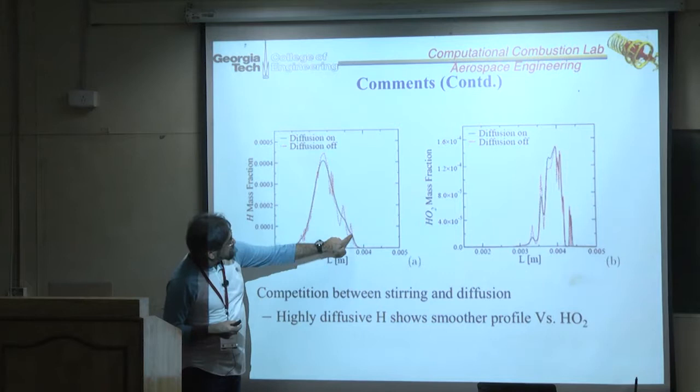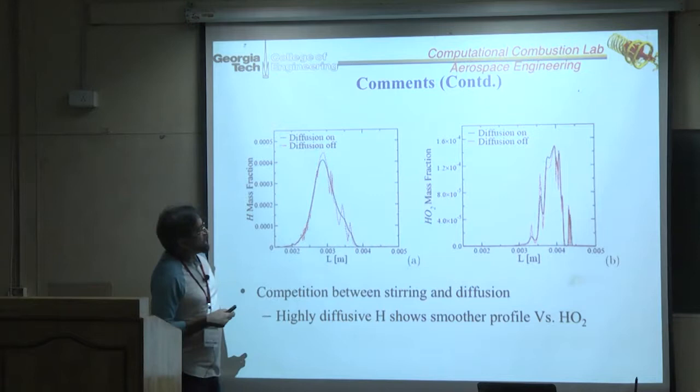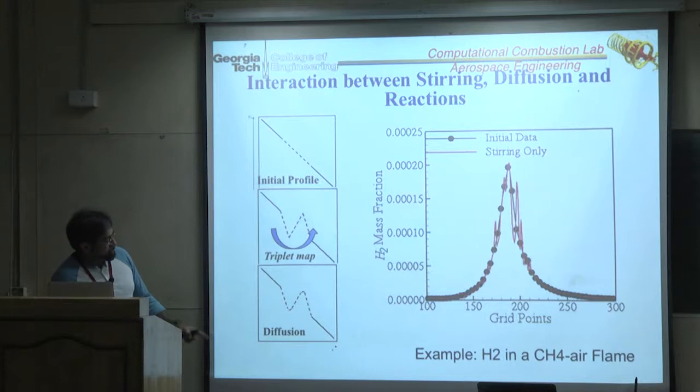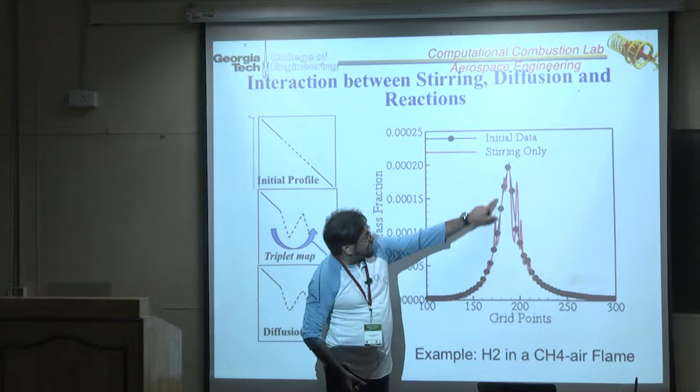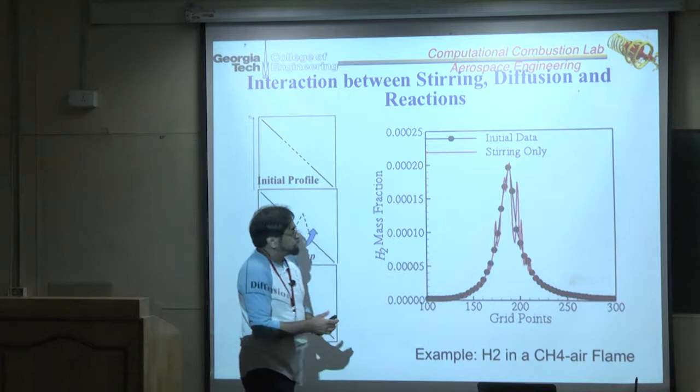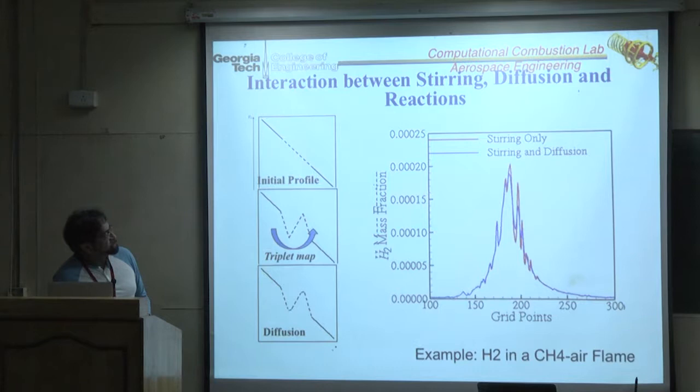Here is another example of another radical. We're showing radicals here because those are important to look at. Here's another example of a methane air flame, so hydrogen is a radical, which is why it peaks in the middle of the flame. Initially the data, the black points, is a smooth curve, and you stirred it based on turbulent stirring, so you have an eddy here, an eddy here, an eddy here of different sizes, creating gradients. Now if you look carefully, I'm going to turn on diffusion, so that the eddies have destroyed.